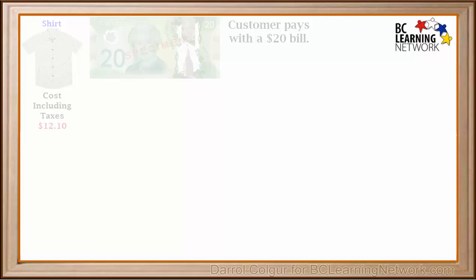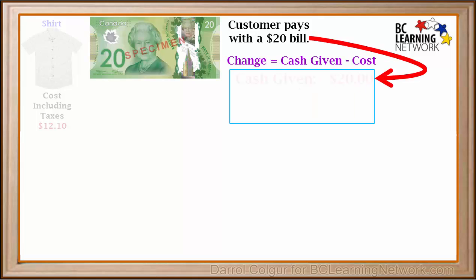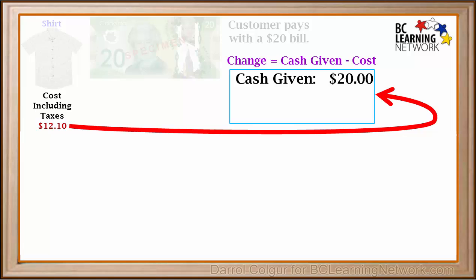At this point, we calculate the change that we have to give back. We know that change equals cash given minus the cost. The cash given is $20. And we subtract the cost, which is $12.10.